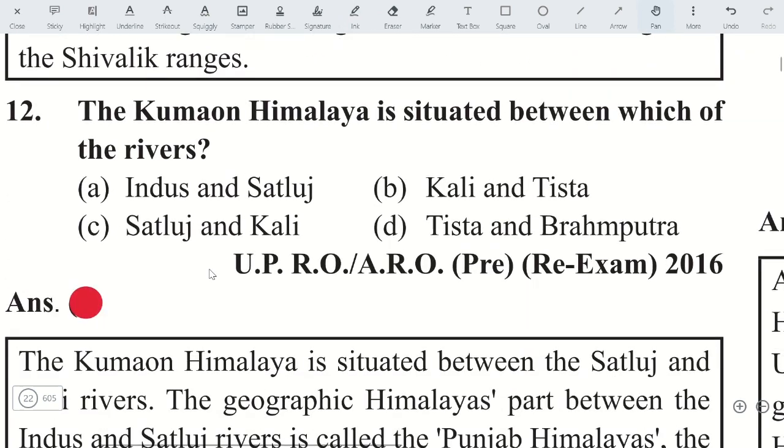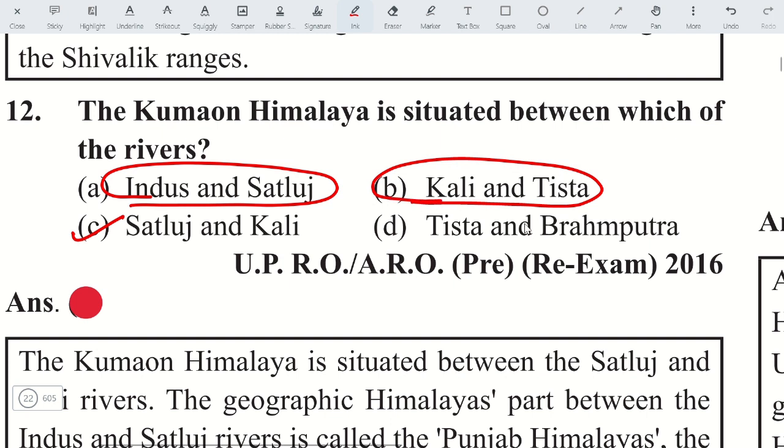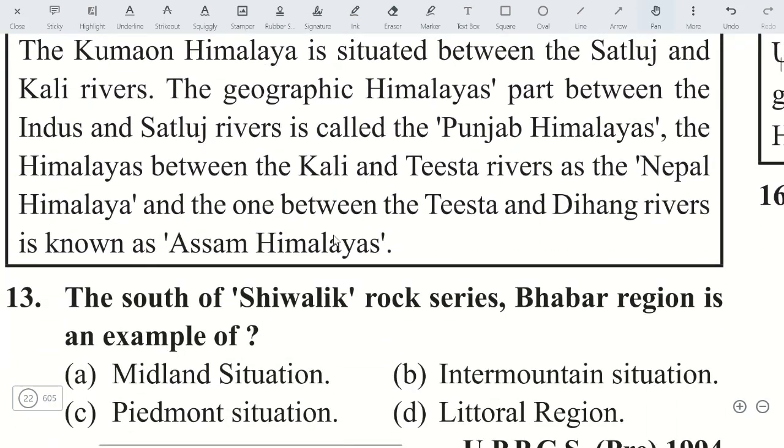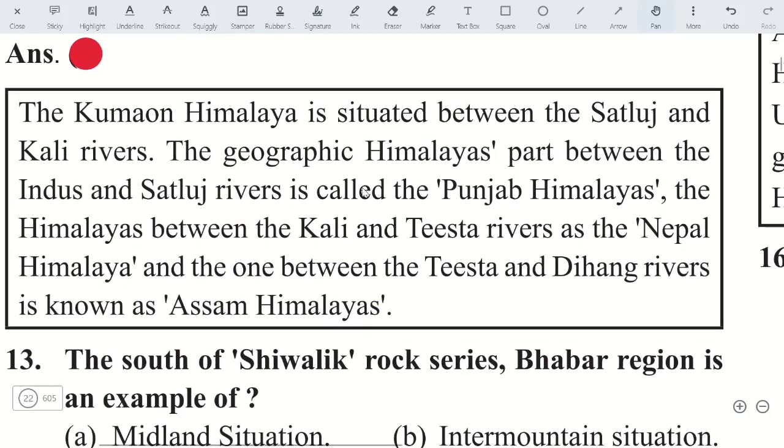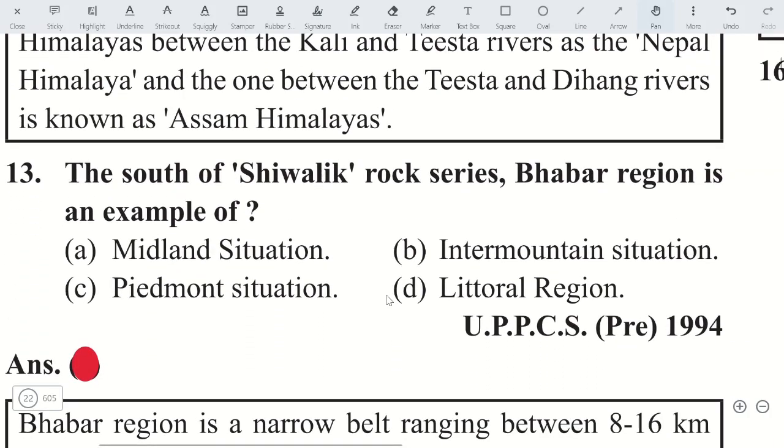The Kumaon Himalaya is situated between which of the rivers? Kumaon Himalaya is situated between Satluj and Kali. Between Indus and Satluj, it is Kashmir and Punjab Himalaya. Between Kali and Tista, it is Nepal Himalaya. And between Tista and Brahmaputra, it is Assam Himalaya. Okay. Here is the explanation. You can see this. Let's move on to the next question.